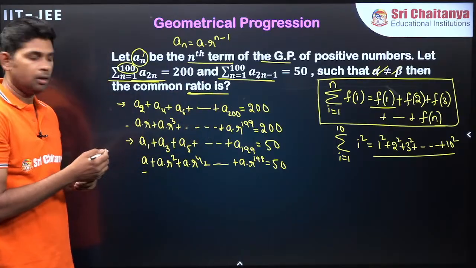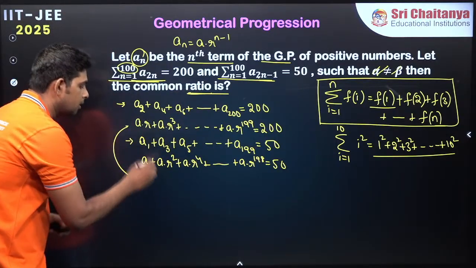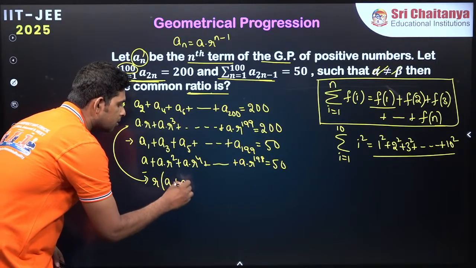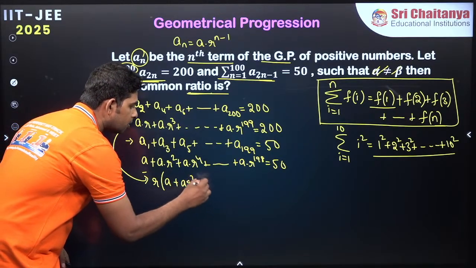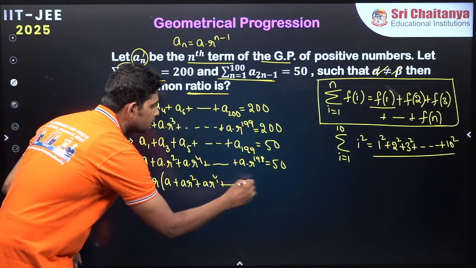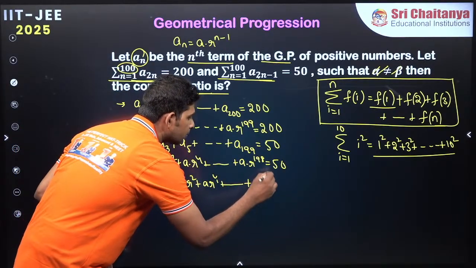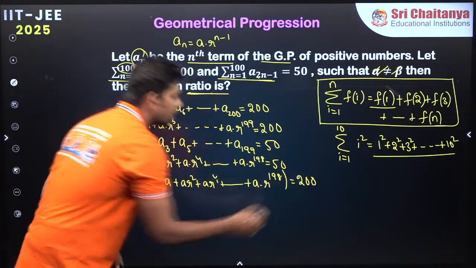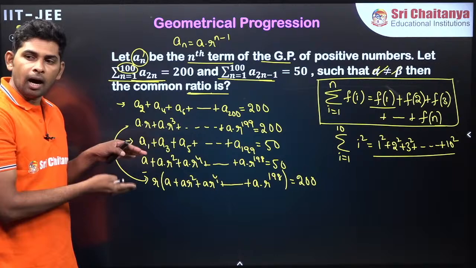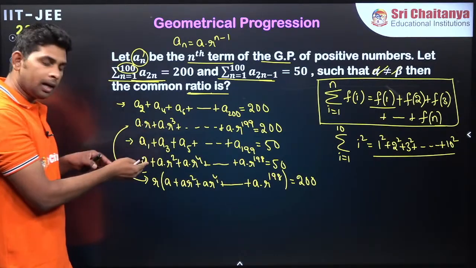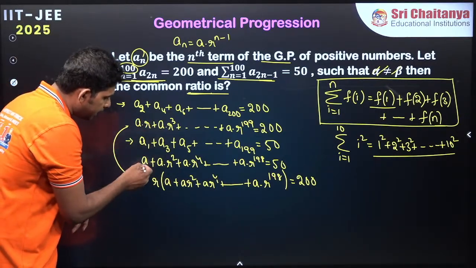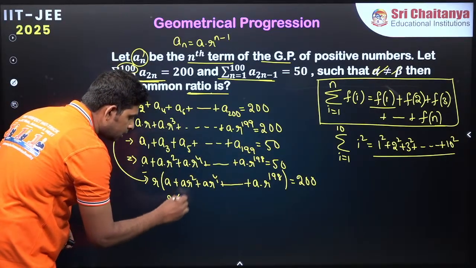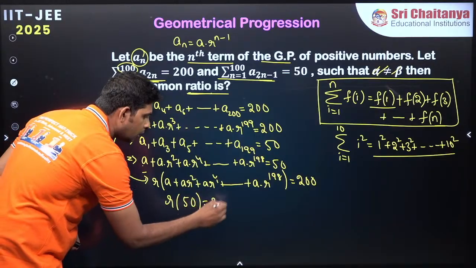Now you can see these two are similar, but only one extra thing is there, that is r in the first equation. Why don't we take r common in this? We get a r common, then we are left with a plus a r square plus a r power 4 up to a into r power 198, which equals 200. I am writing the same equation, only taking r common. So this entire expression is equal to 50. Why don't we substitute it here? So r times 50 equals 200.